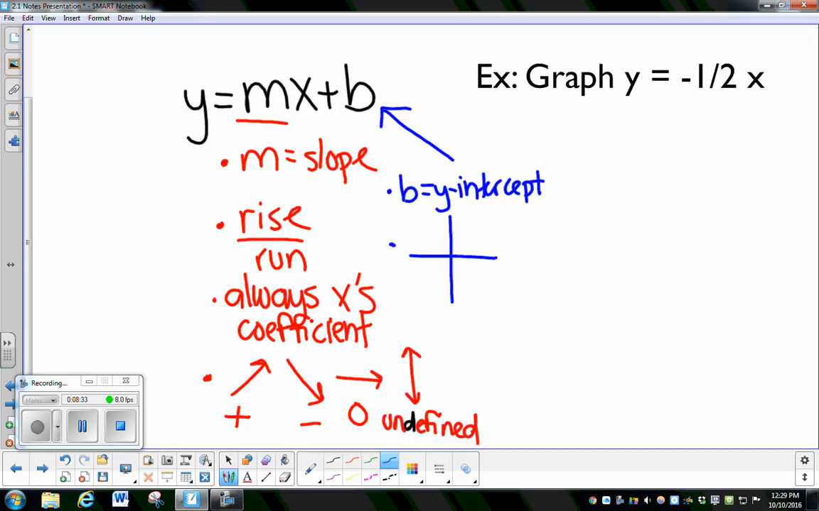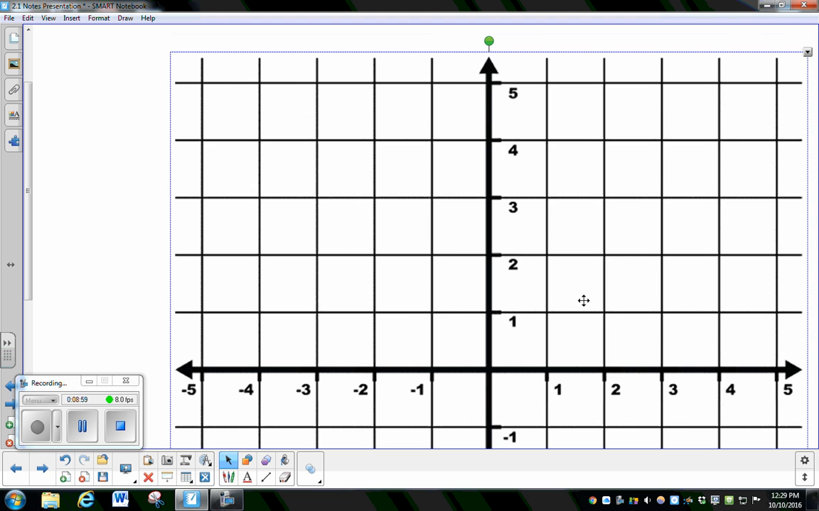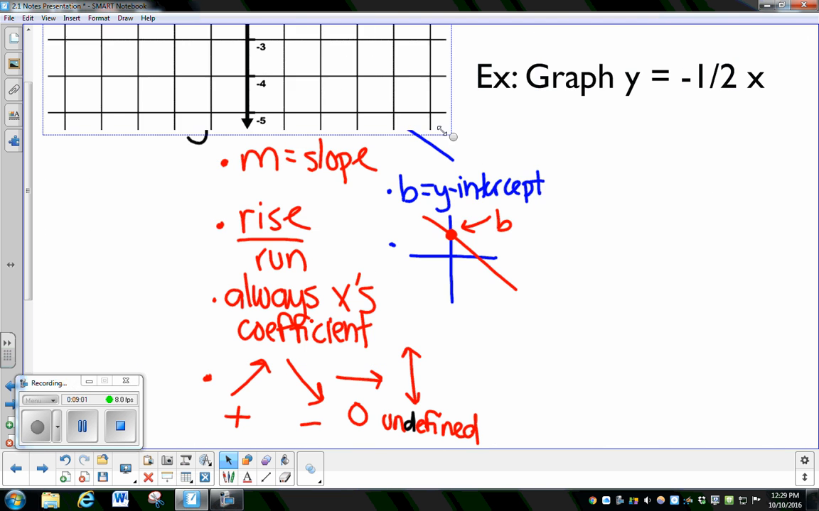So if we draw a graph, that point where it hits the y-axis is our b. It could be positive or negative depending on where it hits the y-axis. So we're going to do an example here. We're going to try graphing y equals -1/2 x, and that's it. You can't see a y-intercept, but there is a y-intercept. You can try and think about what it might be. I'm putting a graph on here so I can graph this on here.